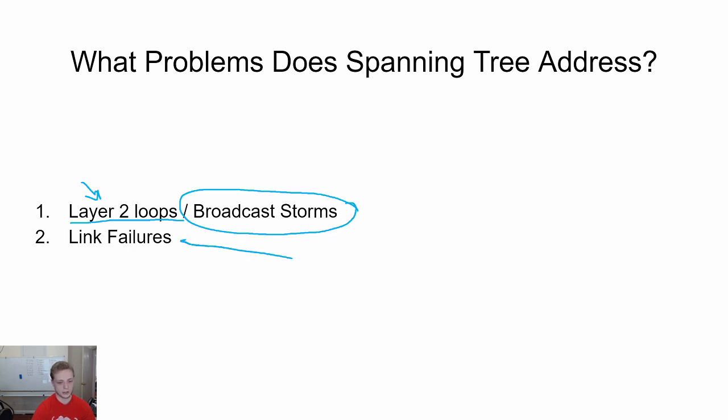Now it also addresses link failures, right? If we have that little three switch network here, and we have spanning tree set up, then this link is blocked until this one goes down, boom, explosion, catches on fire or something. That's dead, so now we can switch over and go this way.